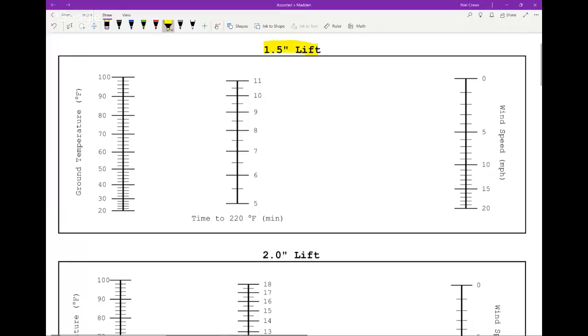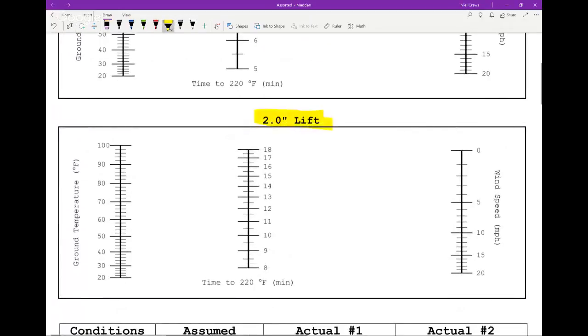Okay, this nomograph is for a 1.5 inch lift. This nomograph here is for a 2-inch lift. As you can see, there are 3 vertical number lines that correspond to 3 different things. The one in the middle is what we're trying to find out, the cooling time. On the left and right are the ground temperature and wind speed, respectively. For these nomographs, I'm using a temperature of 220 degrees.